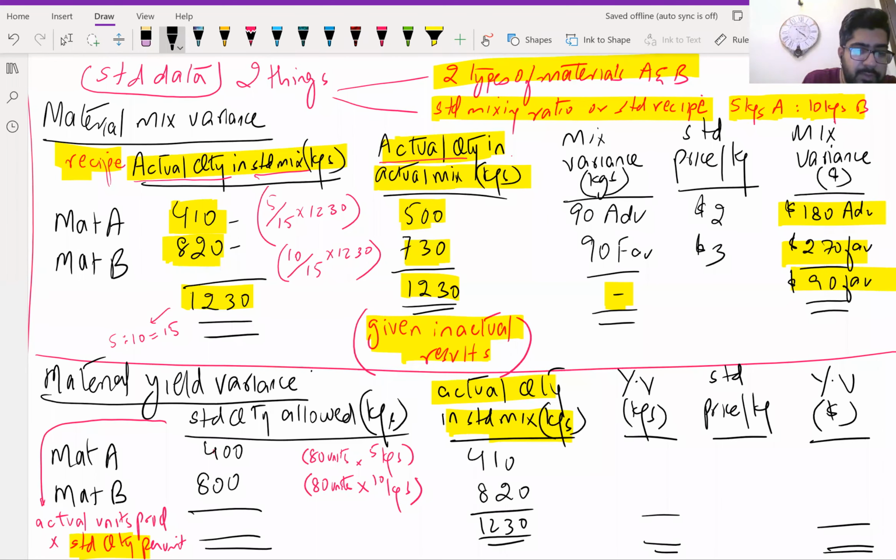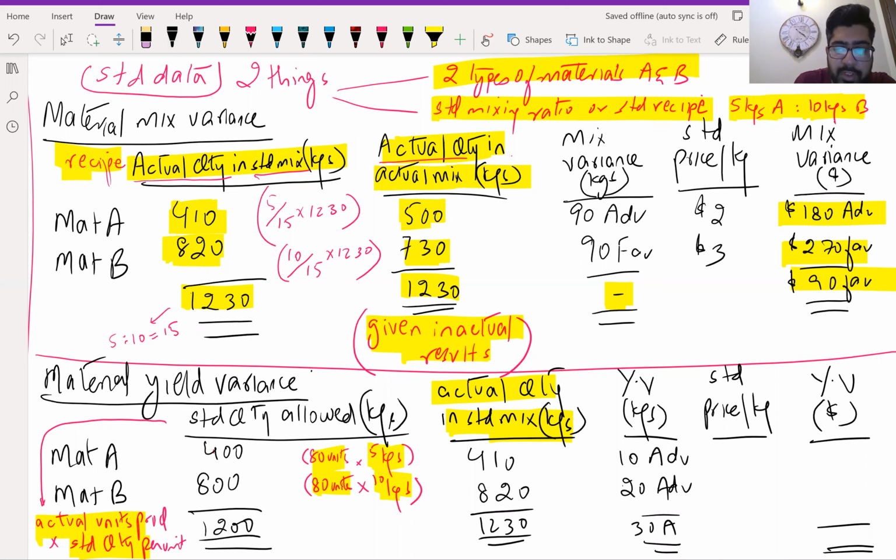This makes it 1200. Okay, so the formula is actual units produced, it's 80, times standard quantity per unit, the kgs one, 5, 10. So it's 400, 800. The quantity allowed of A is 400, and the actual quantity you're seeing is 410, more. So 10 adverse kgs. Standard quantity allowed for B is 800. In actual quantity, you're seeing more, 820. So 20 adverse, net of it is 30 adverse.